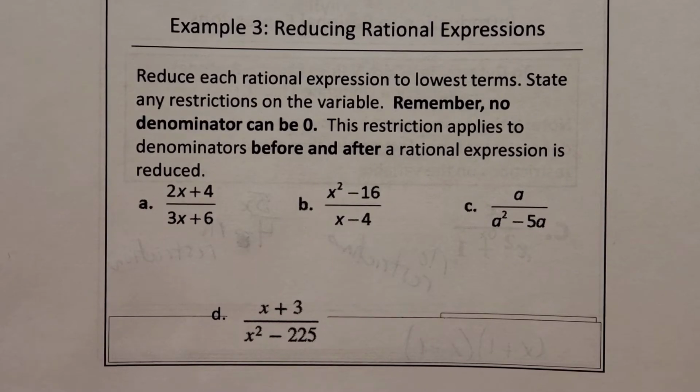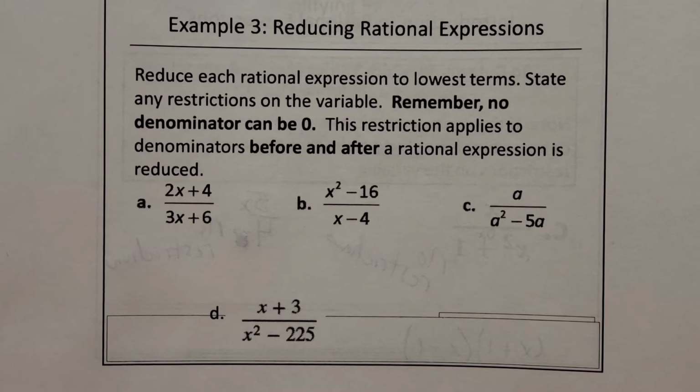All right, so here we're moving on. It says we're going to reduce each rational expression to lowest terms. We're going to state any restrictions on the variable. Remember, no denominator can be 0. That's why we have to find the restriction to make sure we never get a denominator of 0. This restriction applies to denominators before and after a rational expression is reduced. So the first thing we're going to do is figure out what the restrictions are. You want to know what the restrictions are before you simplify everything.